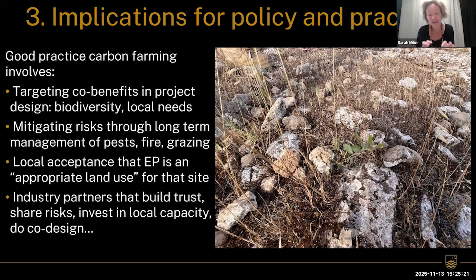So it's very apparent that targeting the co-benefits upfront in project design is important, and that especially goes for biodiversity, but also goes for meeting local needs and socialising the idea of the environmental planting. So if you don't have local acceptance or local buy-in, then the project's going to be hard. Obviously, mitigating risks over the long term is another aspect to a good carbon project. This involves managing pests, fire, grazing pressure, and that can be costly.